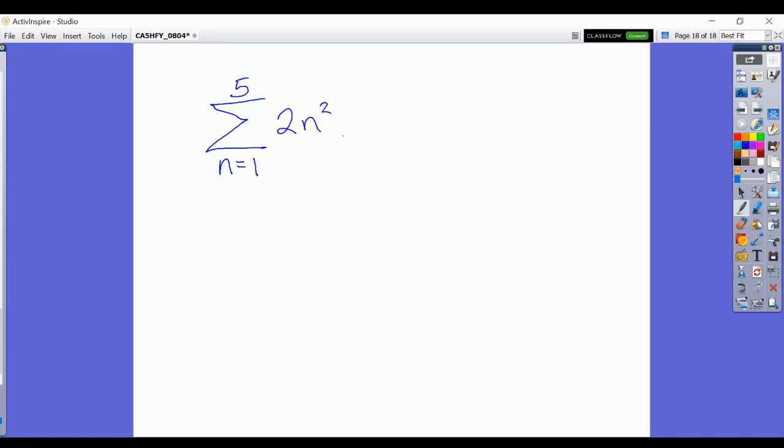So here's an example using sigma notation. If I gave you this problem right here, what it's asking you to do is find the sum of the values when you plug in a 1, 2, 3, 4, and 5, and then add them up. That's it. So the first term, when you plug in a 1, you get 2 times 1 squared. When you plug in a 2, when you plug in a 3, when you plug in a 4, and you stop when you plug in a 5, but you do still do it, and then you just add all those up.